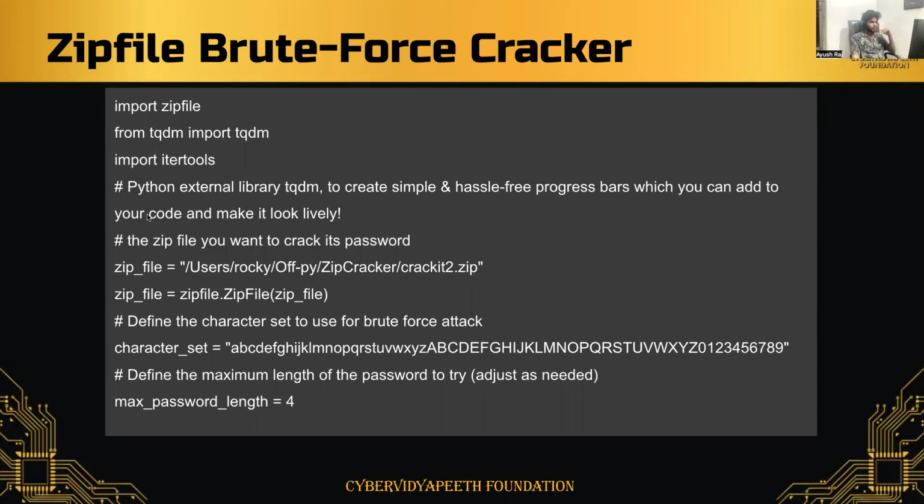Okay, so these are the comments. Zip file equal to, this is the location of the file. After that, zip file equal to zipfile.ZipFile, similarly to what we did previously. And from here we are providing the character set: a to z in small letters, A to Z in capital letters, and after that numerical characters from 0 to 9. Among these characters we will create the combinations of the password. And here we have defined the maximum password length equal to 4.